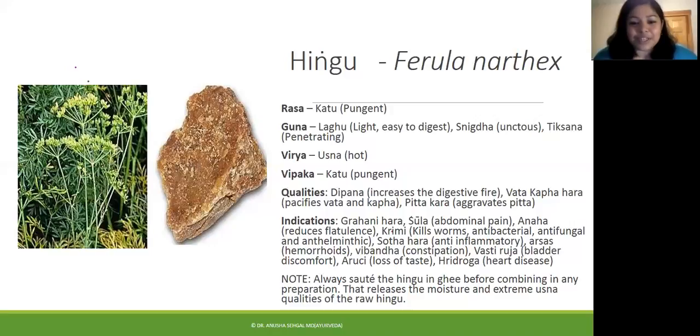Should we assume then that when we buy hingwashtaka, the hing has been sauteed? I think it's better not to assume anything. I think it's better to just find out, because there are some companies that have just taken these formulas offline, or they have heard about it and they don't know the actual process of how these things work together, so there may be the possibility that they have not sauteed the hingu.